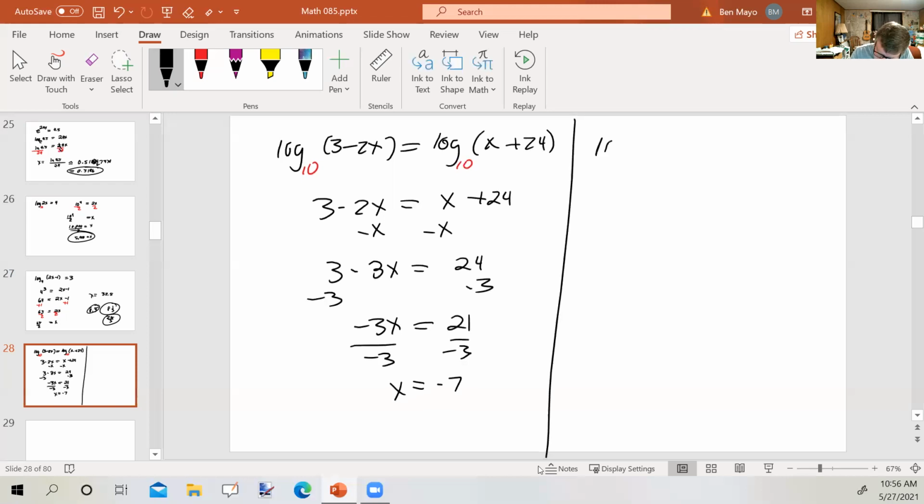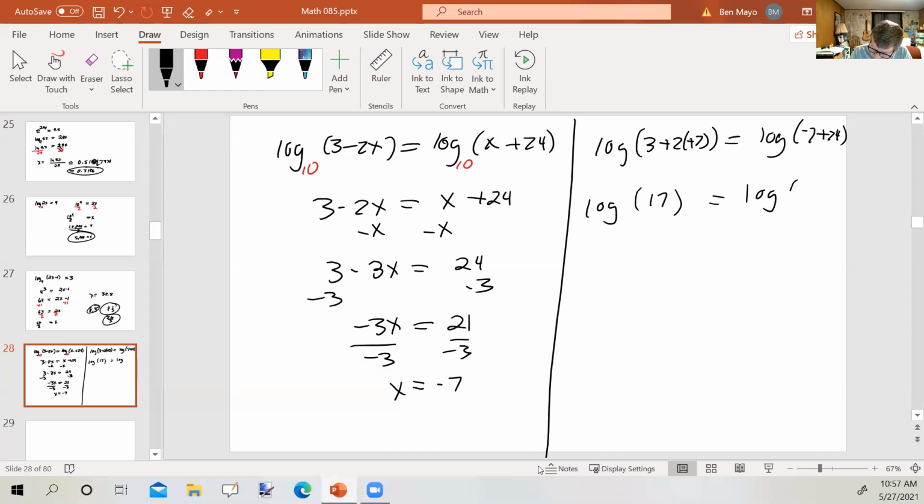Let's check our work. Log of (3 minus 2 times negative 7) equals log of (negative 7 plus 24). Let's see. 3 minus 2 times negative 7 is 3 plus 14, which is 17. And negative 7 plus 24 is 17. I don't need to know what the log of 17 is. I know that it's real. And the log of 17 equals the log of 17. So the answer checks.